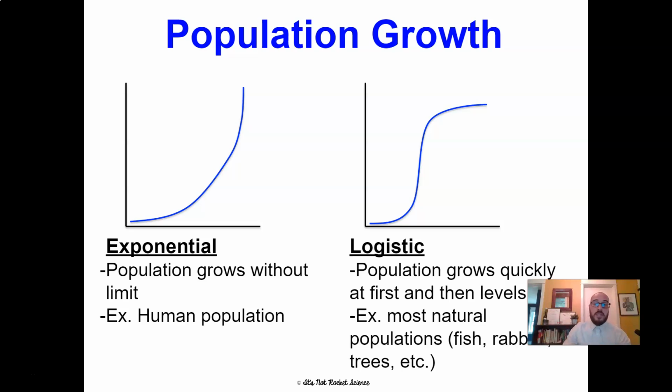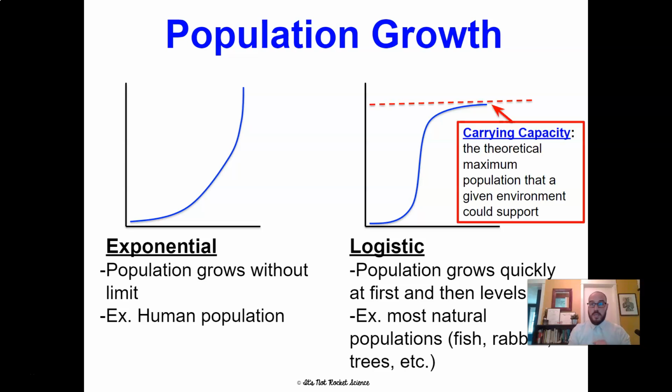Another type of growth is going to be logistic growth. So that's where you're going to have your initial burst of growing quickly, but eventually you're going to hit what we call the carrying capacity. So that's basically the maximum population that a given environment can support.